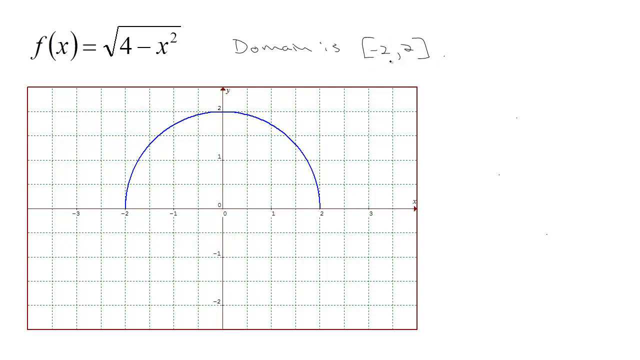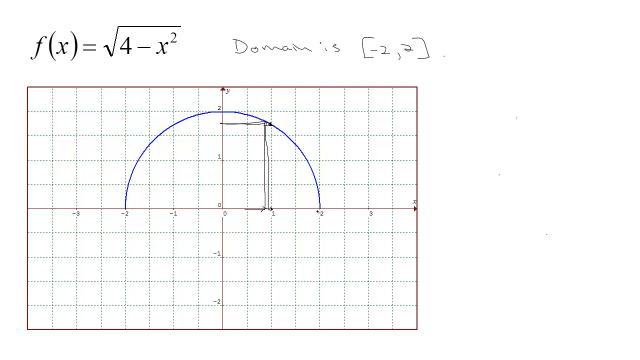If you pick any point in that range, any point here between -2 and 2, and plug that value into the function, you can see that as the inputs get closer and closer to that value, the outputs are getting closer and closer to the actual value of the function at that point. So it's continuous at the interior.